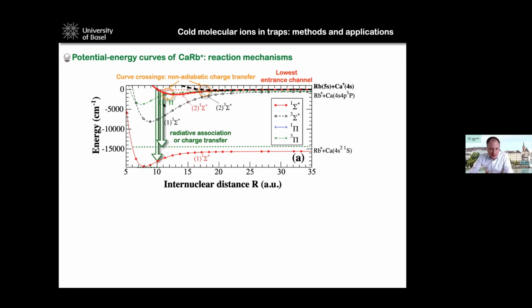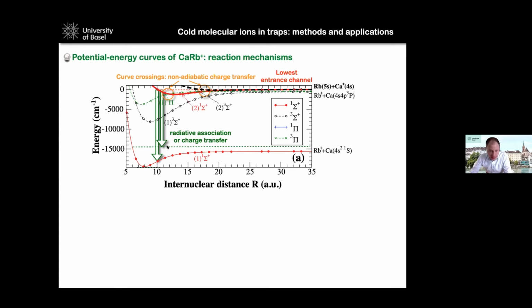We can also have radiative processes, right? I mean, this is an excited state. And during the collision, in principle, a photon can be emitted down to the lowest curve. And depending on whether a bound molecular state on the lowest potential energy curve is populated, or a scattering state associated with this lowest energy curve is populated, we have either radiative association, so the formation of molecules, or we have radiative charge transfer.